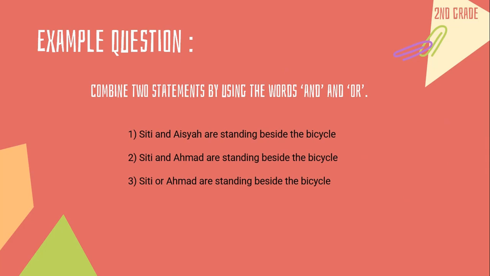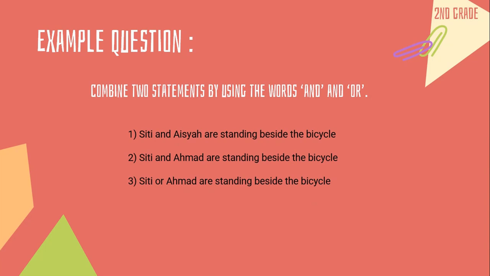But for the compound statement of number 2, Siti and Ahmad are standing beside the bicycle is false because Ahmad is not standing beside his bicycle but he is riding his bicycle. So this statement is false.